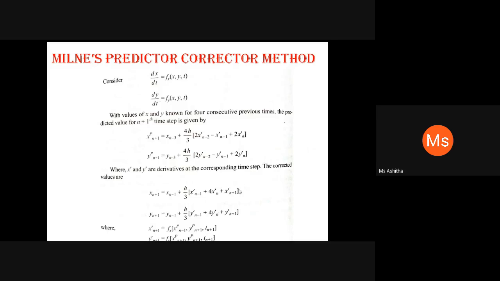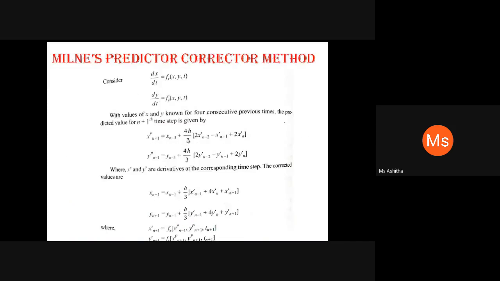Our intention is to find the next iteration, so these are x n plus 1 and y n plus 1. Then the corrected values are the x dash values, so x dash n plus 1 and y dash n plus 1. These are the formulas for the predictor method. Here x is nothing but omega and y is nothing but delta. Let us substitute all the x and y in the equations, so I'll get the equations like this in Milne's predictor method.